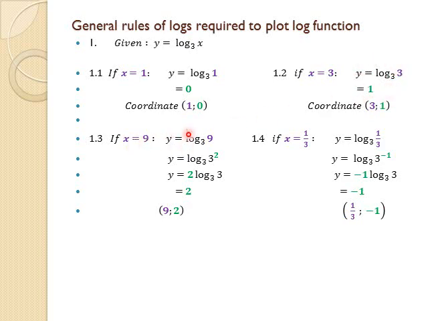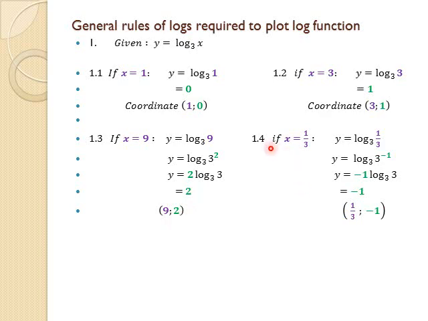So if x equals 9, I have log base 3 of 9. And I've used 9 because I can express it with base 3. So that becomes 3 squared. The rule states I can take the 2 to the front, any exponent there. So log base 3 of 3 is 1. 1 times 2 gives me 2. And I have the coordinates 9 and 2.